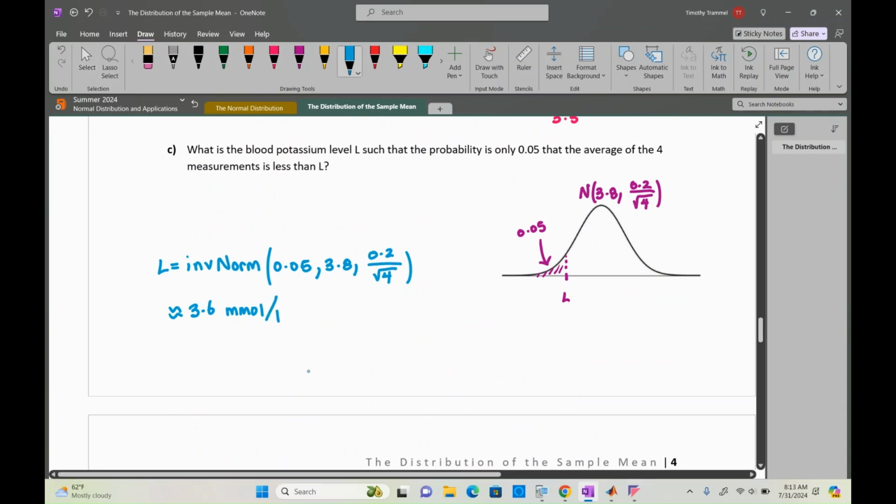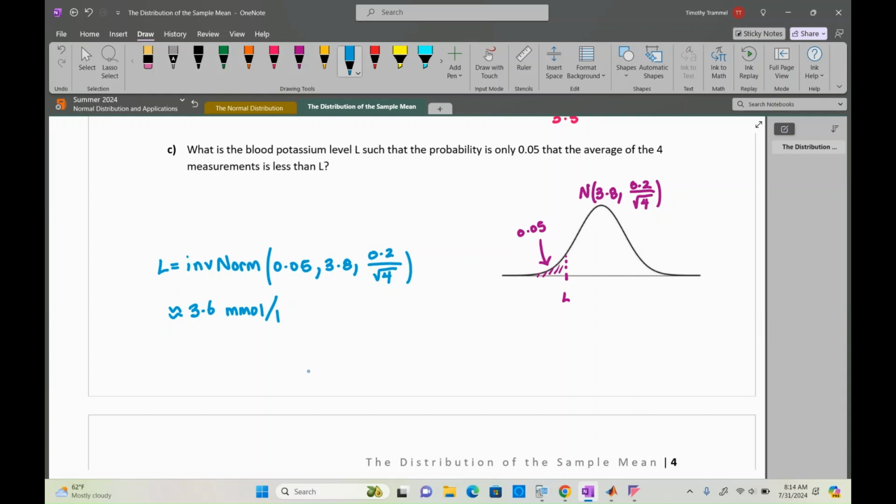So the way to interpret what we're seeing here is that 5% of the time, Judy's potassium levels for samples, well, let me restart that because I was going to explain it without samples of 4. We do have samples of size 4 here. So if we were to take samples of size 4 from Judy, there's only a 5% chance that it'll be 3.6 or lower. That's what this is telling us.